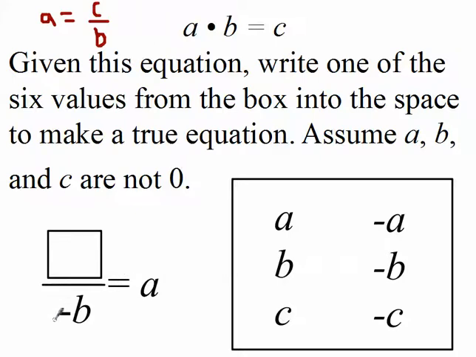Now, I have a negative B here. So in order for this to be a positive, I need a negative divided by a negative. I know that C has to be my numerator, therefore my answer is negative C.